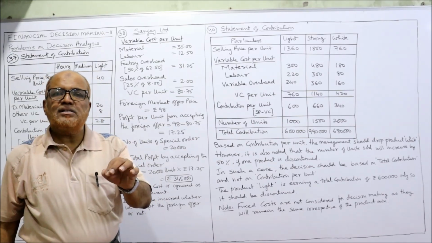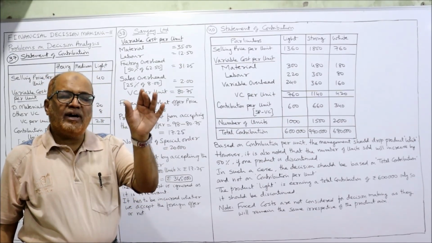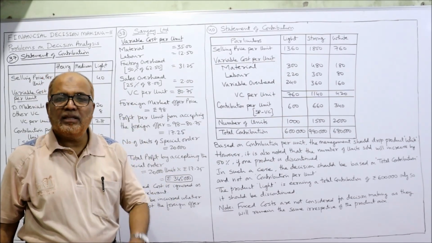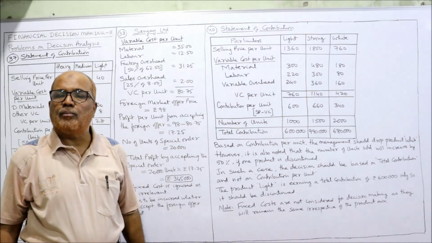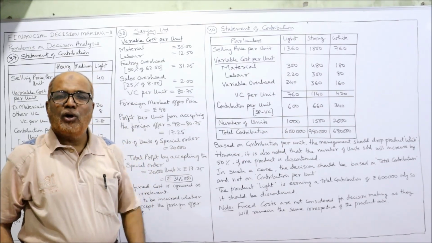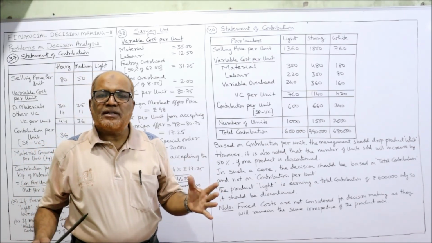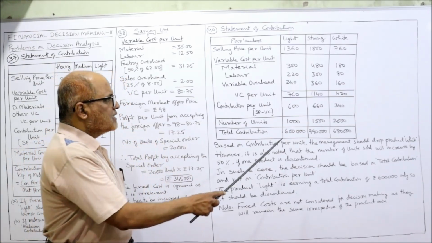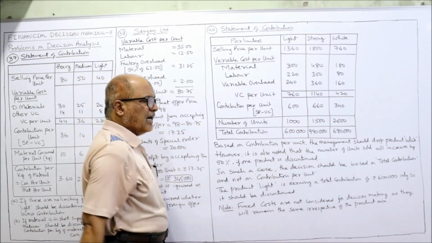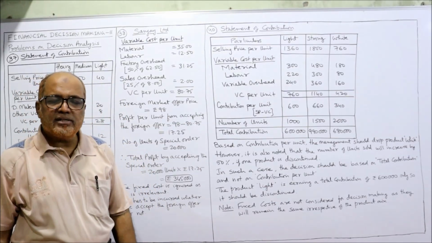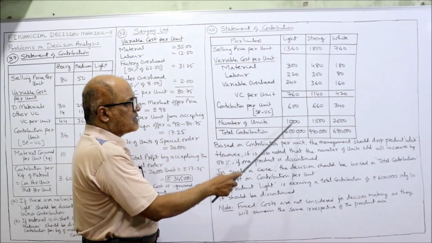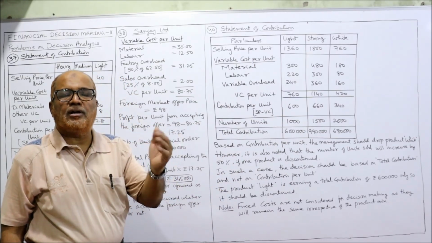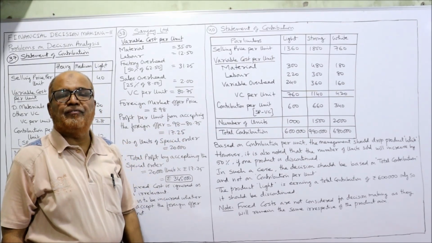But in the problem it is given that the management thinks that if any one of the products is dropped, the remaining products will increase by 50%. In that case, we see the total contribution, not the contribution per unit. Whichever product has the lowest total contribution, that product can be dropped. So here 6 lakh, 9,90,000, 6,80,000. Which product has the lowest total contribution? The first one, light. So the light product can be dropped if the other products' sales will increase by 50%.